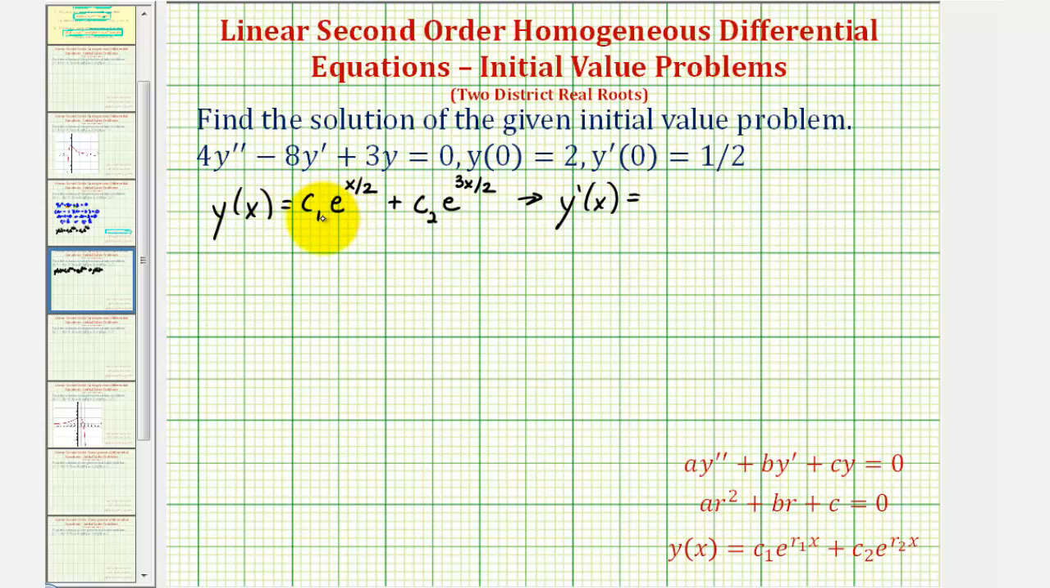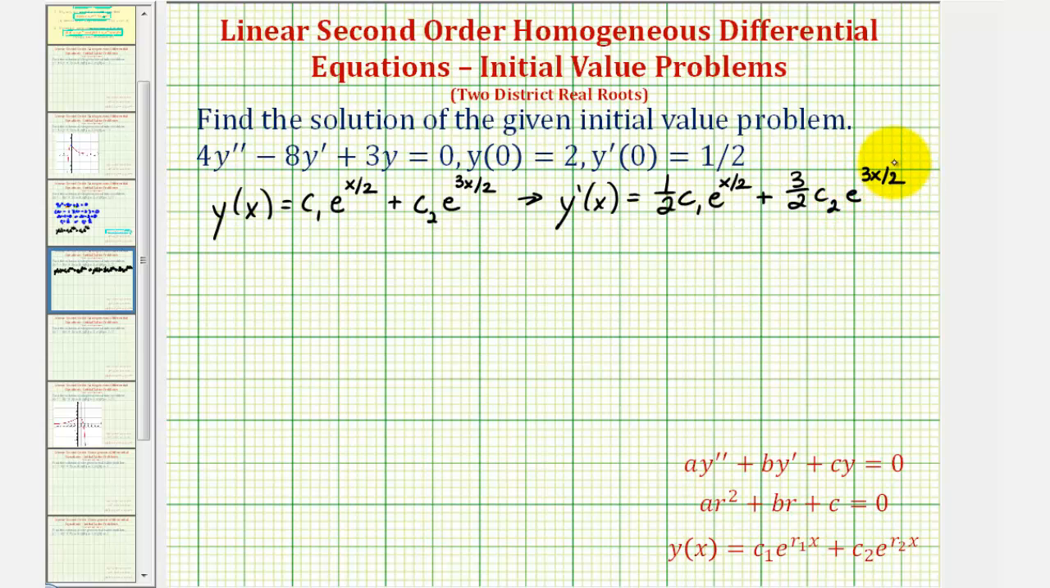Notice we'll have to apply the chain rule here. The derivative of the first term would be c sub 1 times e to the power of x divided by 2 times 1/2, or 1/2 c sub 1 e to the power of x divided by 2. Then we'll have plus the derivative of the second term, which would be c sub 2 e to the power of 3x divided by 2 times 3/2, or 3/2 c sub 2 e to the power of 3x divided by 2.